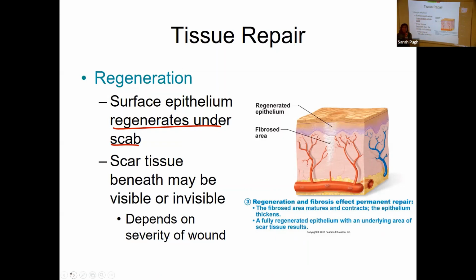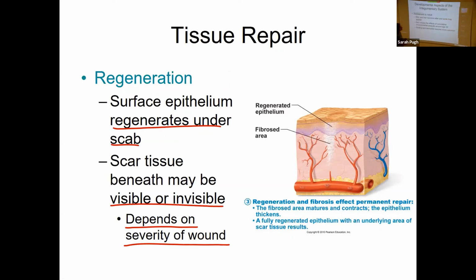You may see a scar if you had to go through fibrosis, if you had to replace that with some kind of scar tissue. Okay, so a scar might be visible or invisible. It just depends on the severity of the wound. How bad was it? Can you see that scar tissue or not?